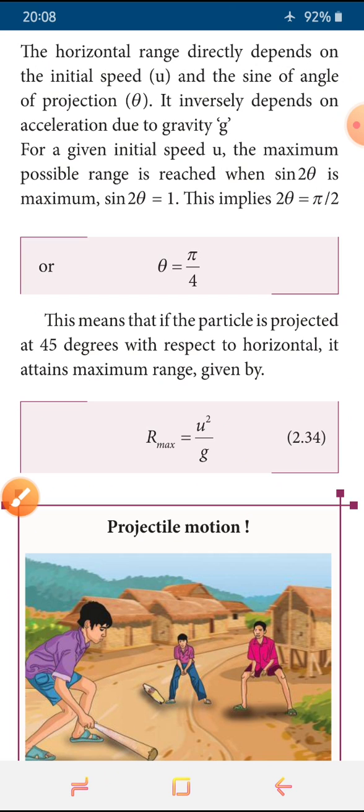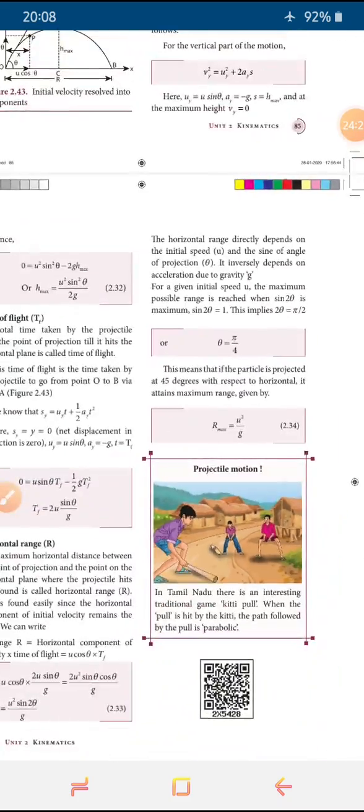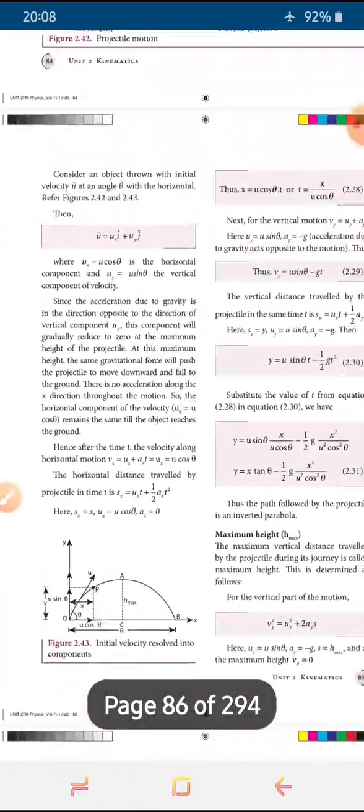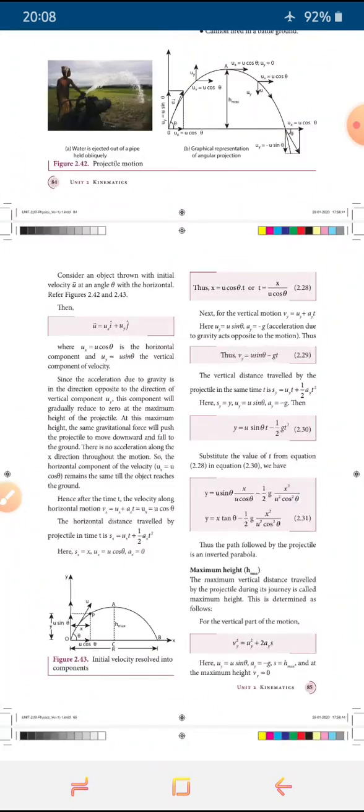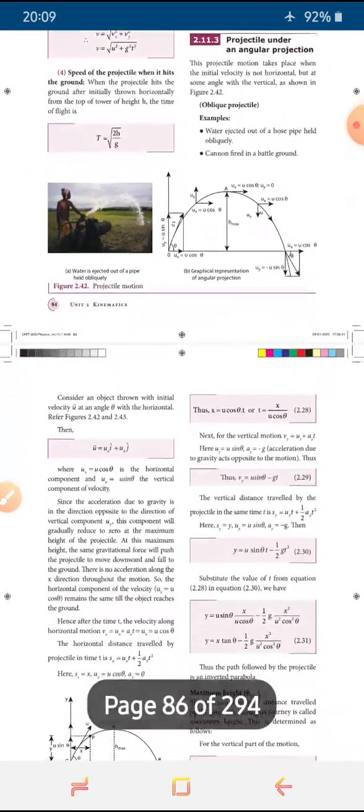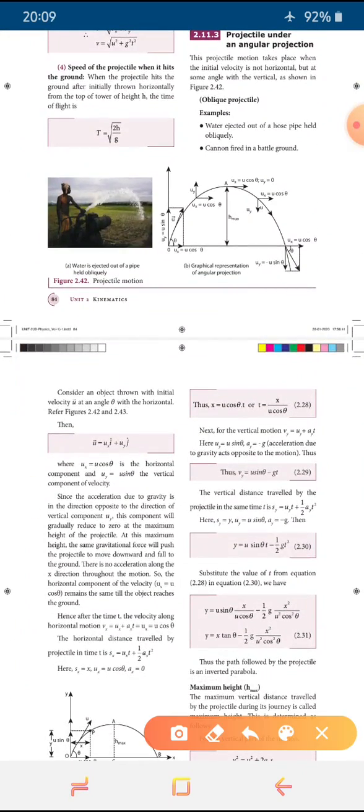Okay, and the rest of the topics we'll discuss in the next class. And for today's homework, you write from the beginning, projectile under angular projection, from here up to the basic equations, next page up to the parabola. If you understand these basic derivations, only this diagram is enough here. So you write using this. If you understand this, the remaining part is easy in this answer. Okay, thank you children.